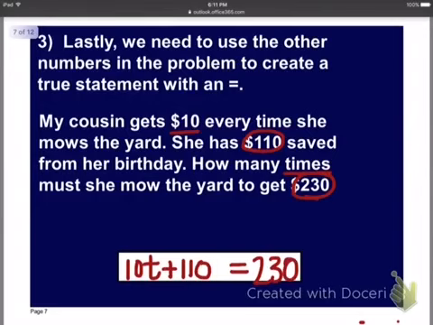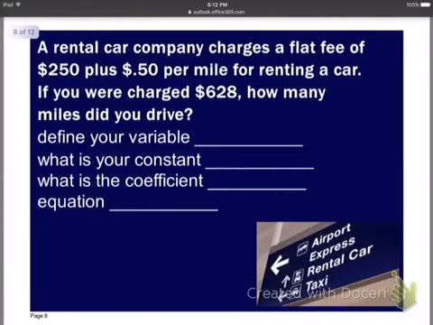So let's look at this example. A rental car company charges a flat fee of $250 plus 50 cents per mile for renting a car. If you were charged $628, how many miles did you drive? Do not worry about trying to solve this right now. All we're doing is writing the equation. So define your variable. It says how many miles. So we're going to use the variable m, maybe, to represent miles.